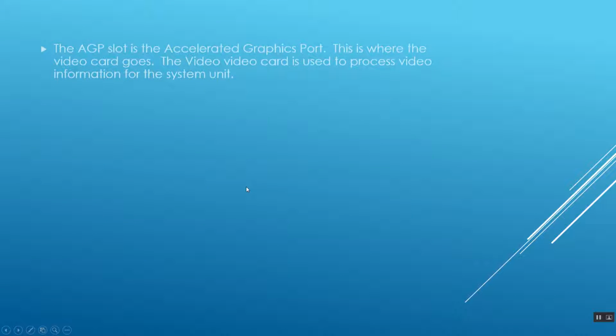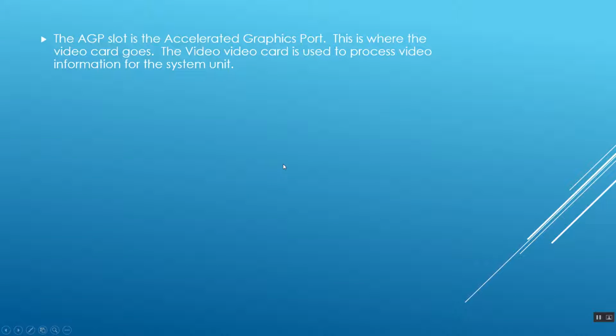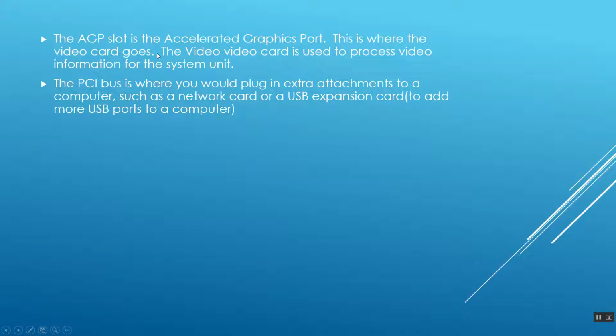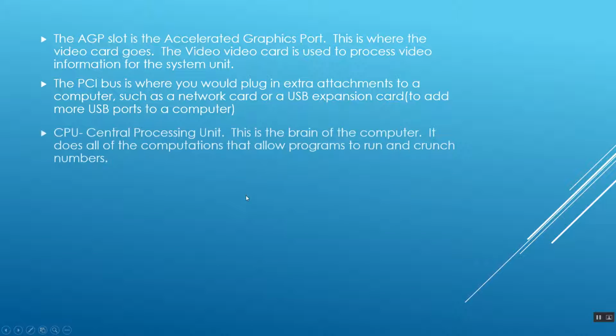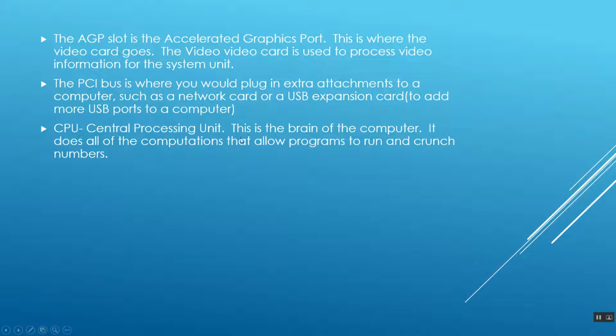Now, this page is just basically a recap of everything I just said. The accelerated graphics port, the video card, PCI bus, the CPU, central processing unit.